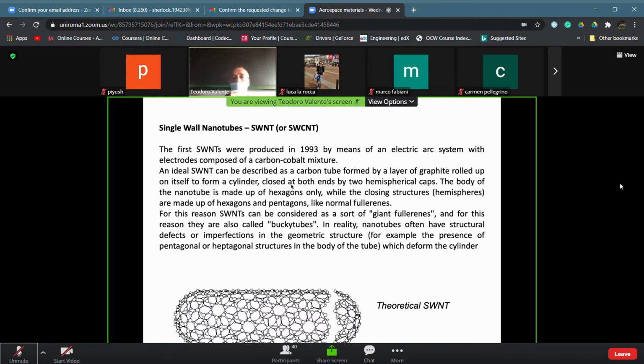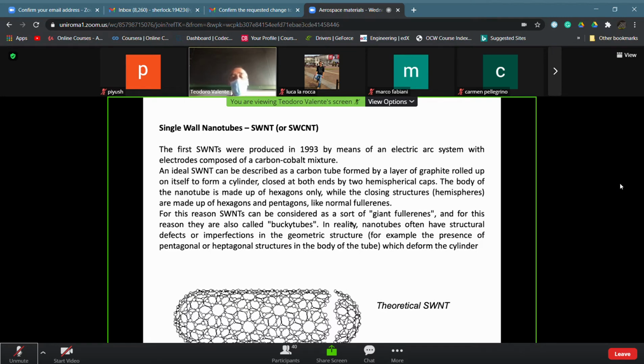And you see, it is a sort of carbon tube, a sort of carbon pipe, which is formed on itself into a cylinder. And this cylinder is closed at both ends by two hemispherical caps. So the body of the nanotube, that is the cylinder, is made up only of a hexagonal arrangement of carbon atoms, while the closing structures, the hemispheres, which are one half of a fullerene, can be made of hexagonal or pentagonal carbon structures, like a normal fullerene. For these reasons, they can be considered a sort of giant fullerenes, and they are also called buckytubes.